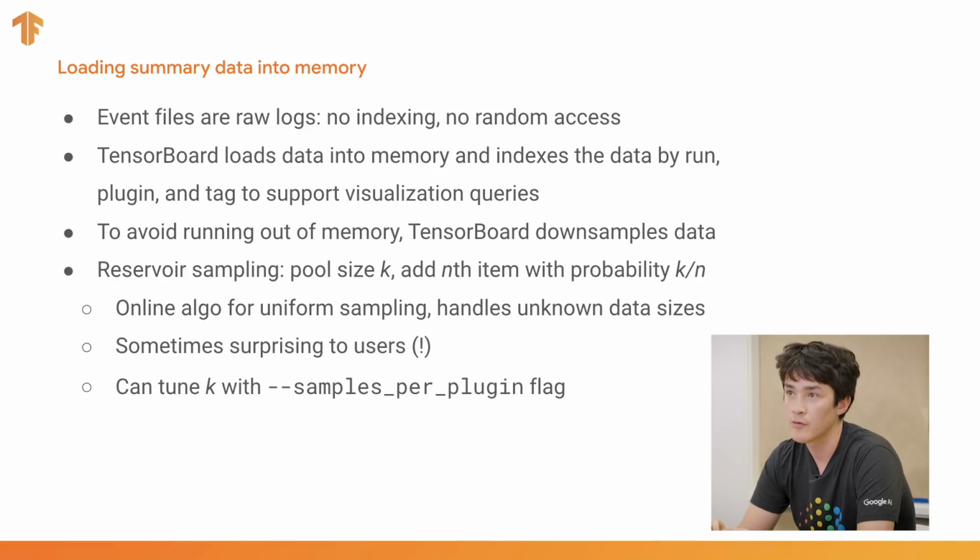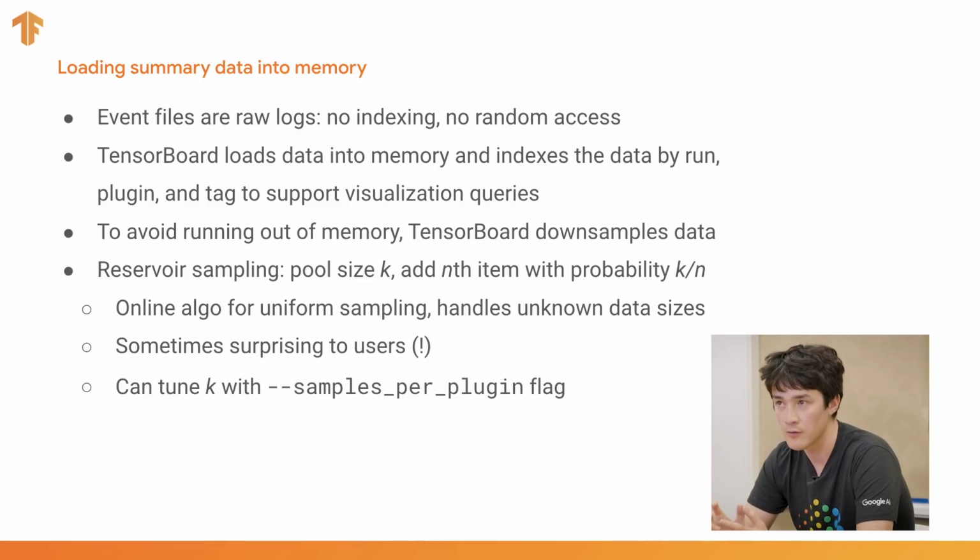And then in terms of loading the summary data into memory, I mentioned this briefly in the architecture stage, but TensorBoard has to load the summary data into memory because, like I said, there's no real indexing or random access in the event file. You can think of them as just raw logs. And so TensorBoard loads it into memory and creates its own indexes of data by run, plugin, and tag, which support the different kinds of visualization queries that plugins need.